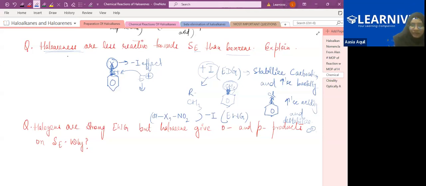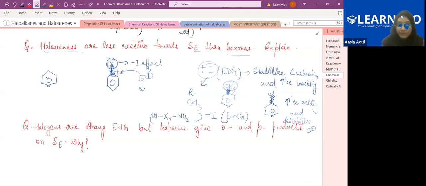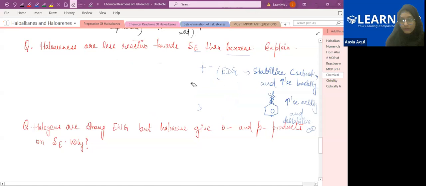But in benzene there is no electron donating or electron withdrawing group. So electrophilic substitution reaction is very much easy in benzene than the haloarenes. Okay, now you can write down the proper answer. You can note plus I effect and minus I effect, if you want to write in notes, you can.